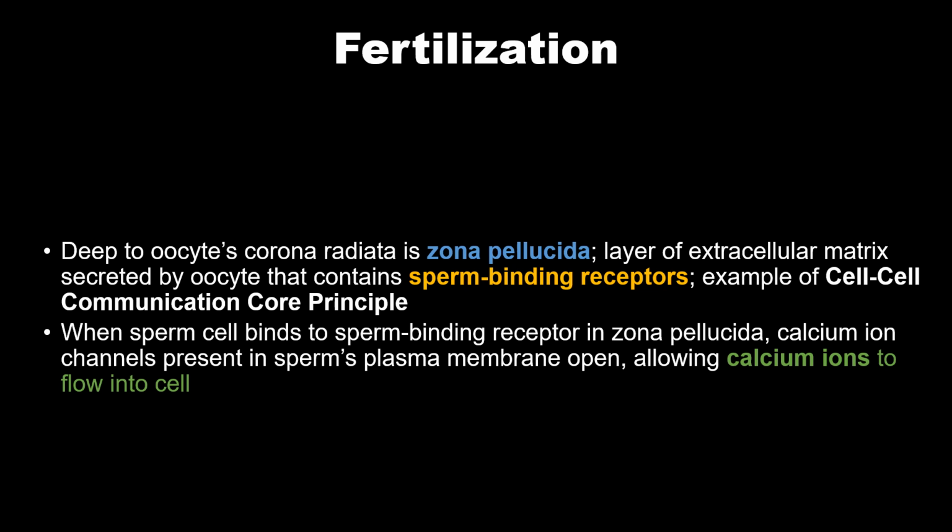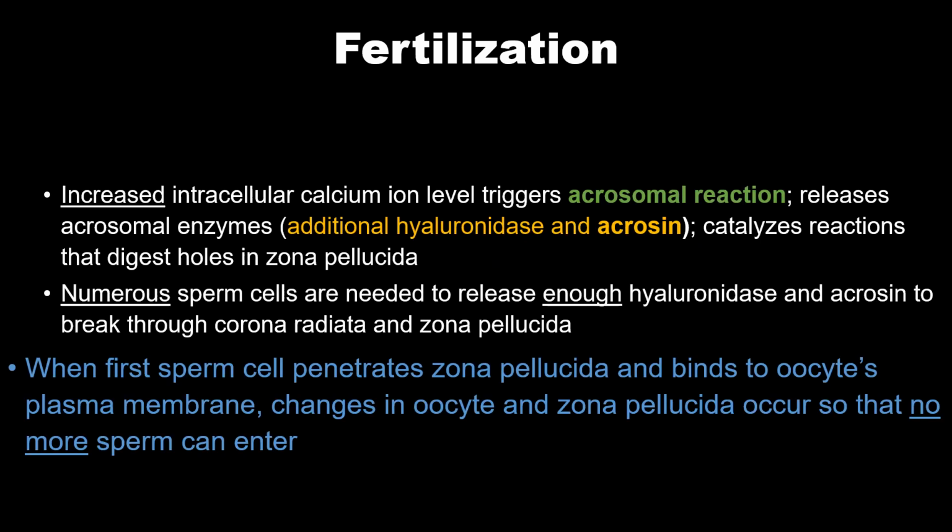Now, numerous sperm cells are needed to release enough hyaluronidase and acrosin to break through the corona radiata and the zona pellucida. And that's why those males with low sperm counts, below 20 million, can have such an impaired ability producing offspring. Now, when the first sperm cell manages to go through the zona pellucida and bind to the oocyte's plasma membrane, immediate changes occur in the oocyte and the zona pellucida so that no more sperm can enter. Only one sperm will ever enter the oocyte.